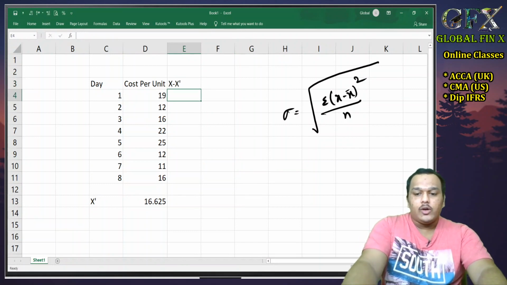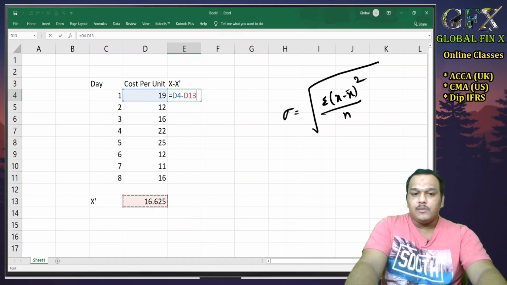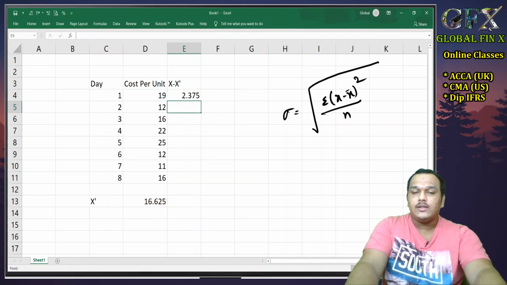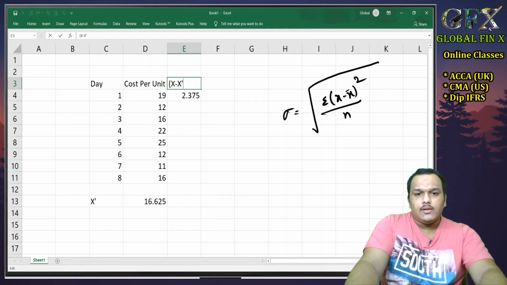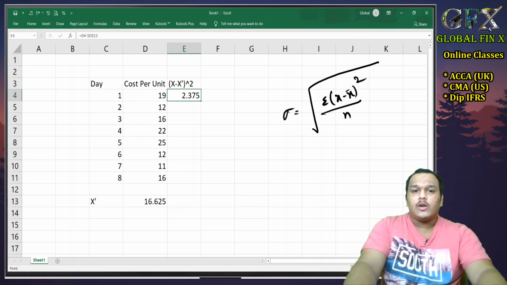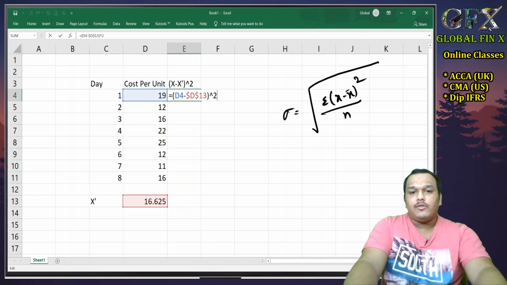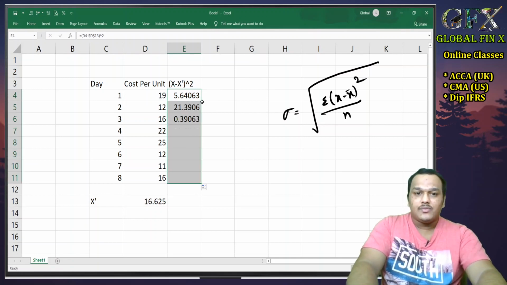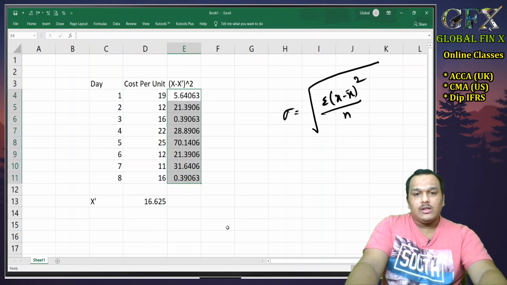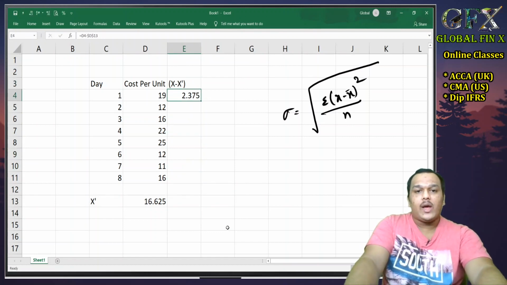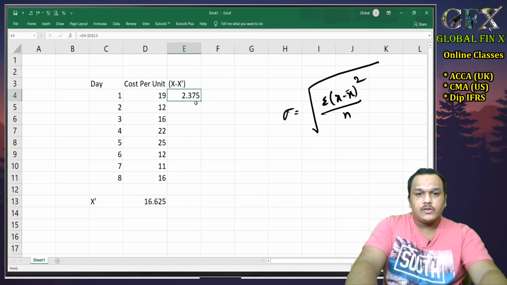So how do I calculate that? X is 19 minus x bar is 16.625, correct? Let's put the square here as well, just to reduce the number of columns, raised to the power of 2. So this is x minus x bar squared, correct? Else let's do first x minus x bar, then we will square it up. So this is x minus x bar.